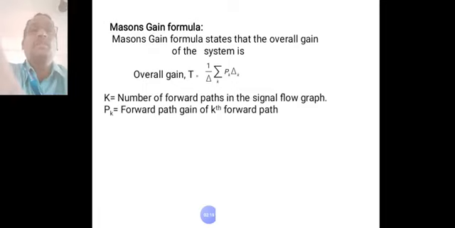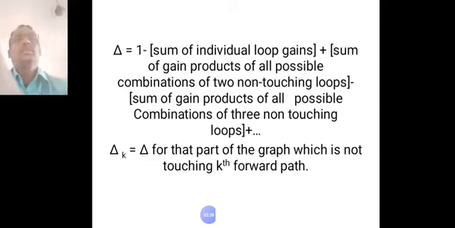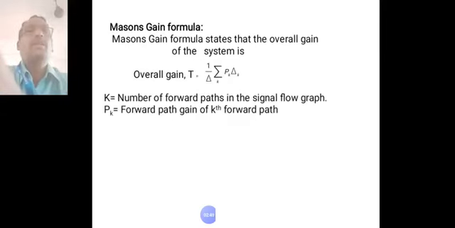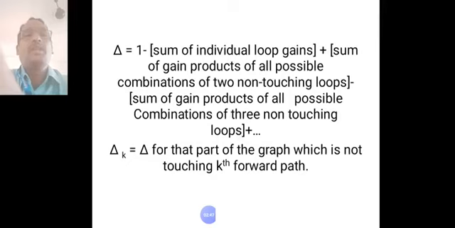The main advantage of the signal flow graph is that the overall gain can be easily calculated compared to other methods, like the block diagram reduction method. Now, the terms used are Pk and del k. So what is del and what is del k? We are going to see what del and del k are.